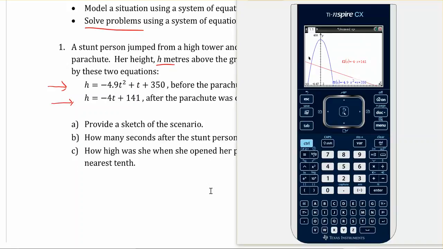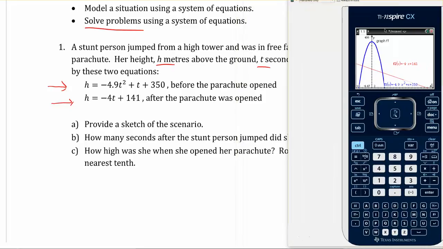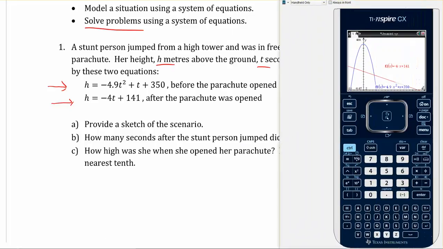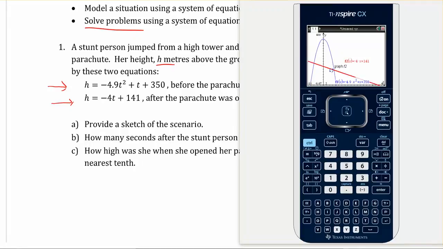Okay. So what we're interested in, remember it says provide a sketch. You guys can go ahead and make a sketch of that on your paper, and I'll do the sketch here too. It would look like our graph looks here. And it says, how many seconds after the stunned person jumped did she open her parachute? So what we're really asking is, when do these two graphs cross? So I need to find the intersection.